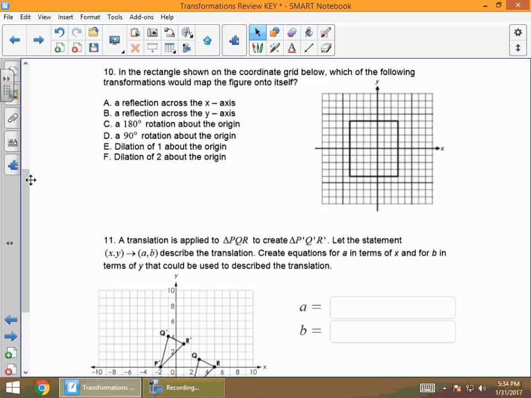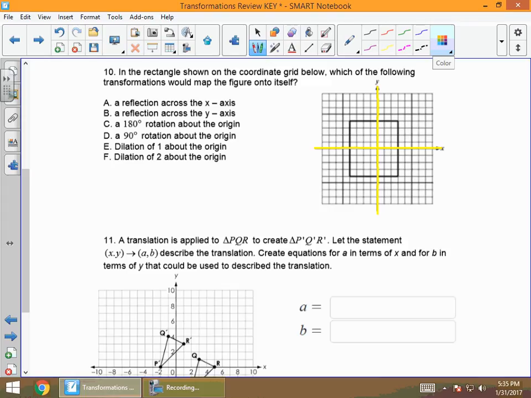All right, question 10 has the rectangle shown on the coordinate grid. Something you need to focus on here is really paying attention to where my axes are located, because this rectangle, unfortunately, is not centered. It is not centered at the origin.